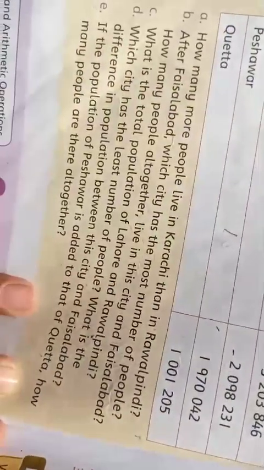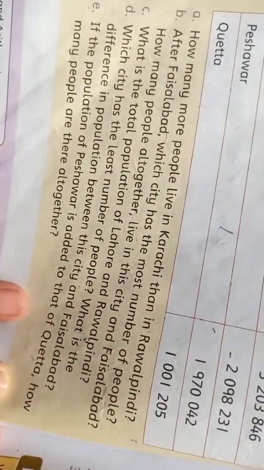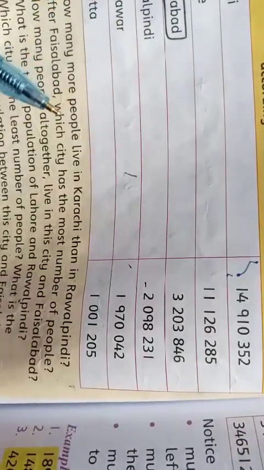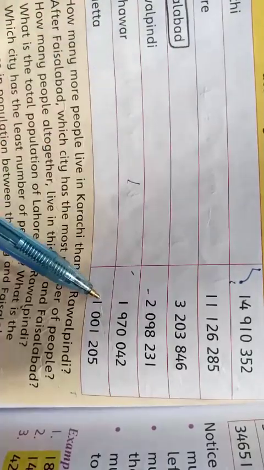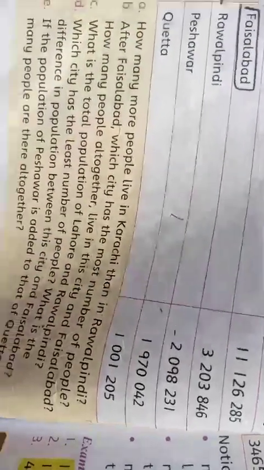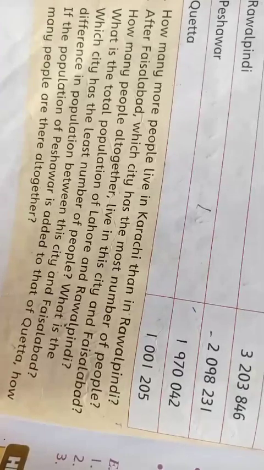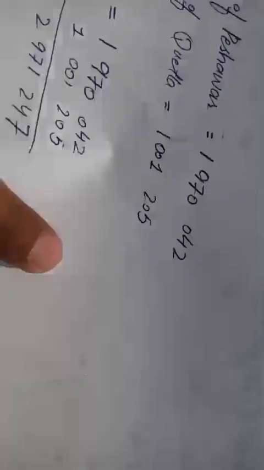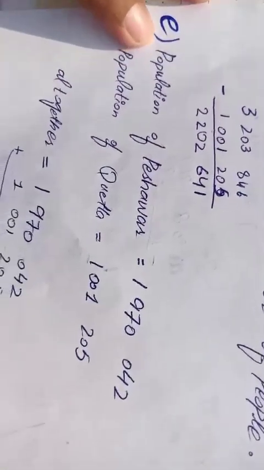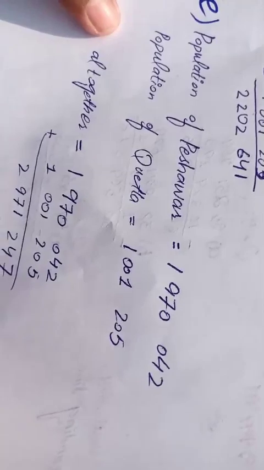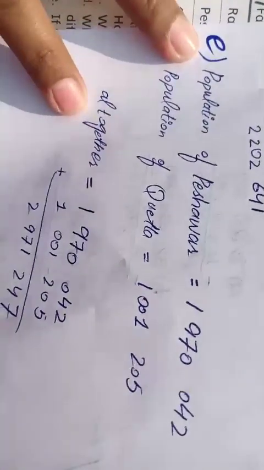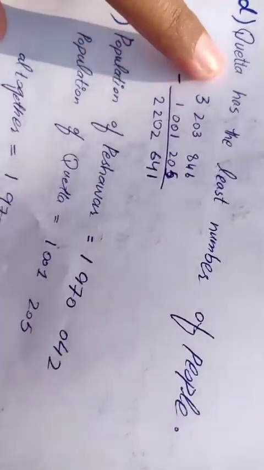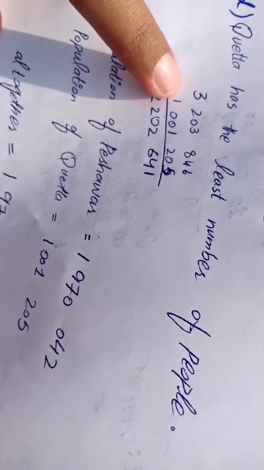Now the next question is, which city has the least number of people? Quetta has the least number of people. And now the second part is, what is the difference in population between this city and Islamabad? We just subtract the number of people in this city from Faisalabad and we get an answer. Quetta has the least number of people and we just subtract this number from this one and we get an answer.